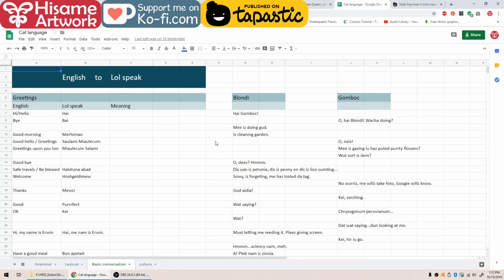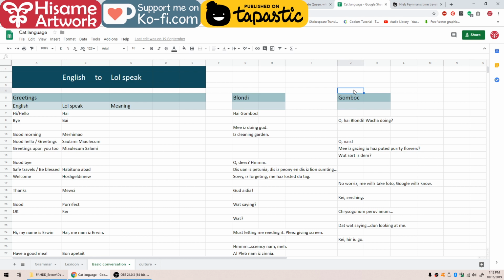And I try to do a little basic conversation between two cats. So let's say I have a cat named Blondie and a cat named Gombok. And now I'm gonna try and read the dialogue.